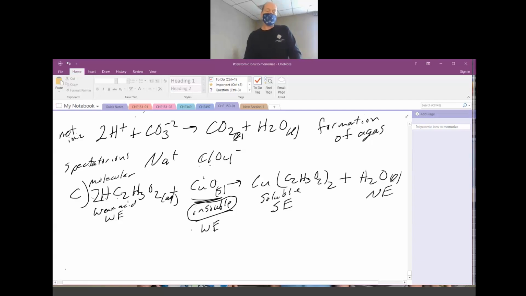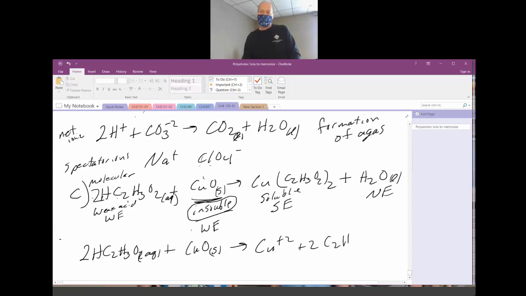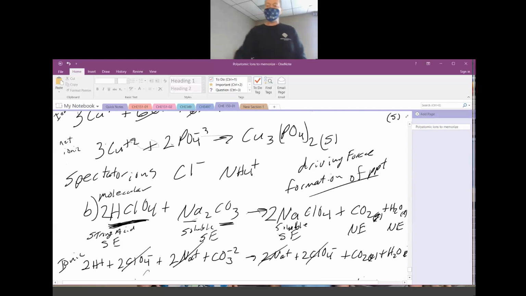You do not break up your weak electrolytes, so your acetic acid stays together. So you have 2HC2H3O2 aqueous, and then we have our CuO solid. The weak electrolyte stays together. Now we have our strong electrolyte, which breaks up into Cu plus 2 and 2 C2H3O2 minuses, plus H2O liquid. This is a case where you do not have any spectator ions.